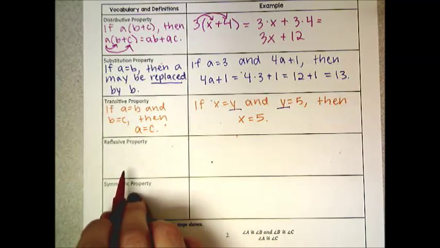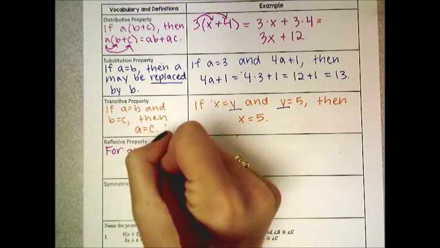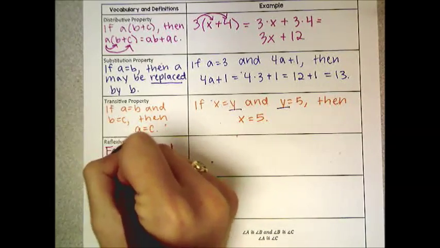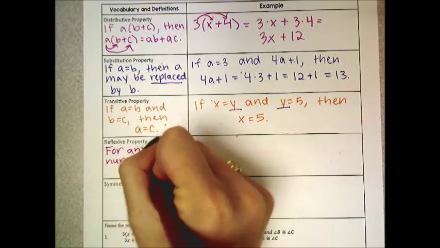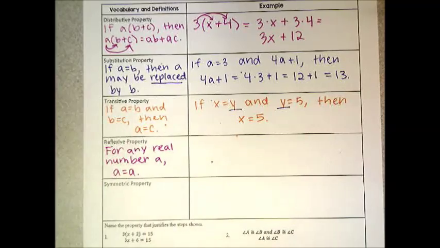Our reflexive property here. This says that for any real number A, so you guys learned about those real numbers in Algebra 1 last year, then A equals A.